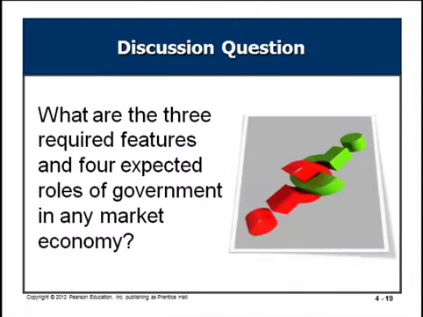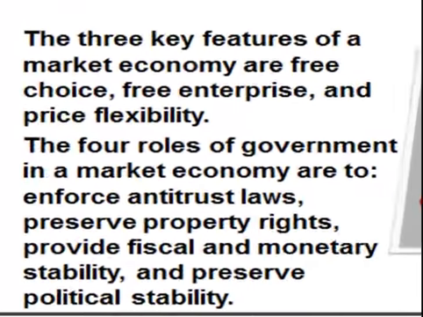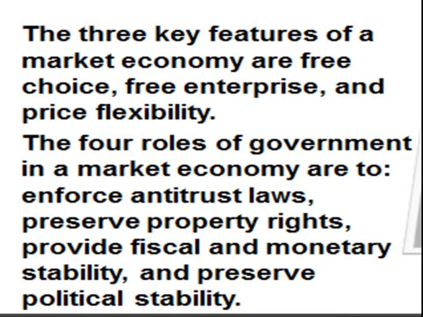Now take a few seconds and try to answer this question. What are the 3 required features and 4 expected roles of government in any market economy? A good answer should be similar to this one. The 3 key features of a market economy are free choice, free enterprise, and price flexibility. The 4 roles of government in a market economy are to enforce antitrust laws, preserve property rights, provide fiscal and monetary stability, and preserve political stability.